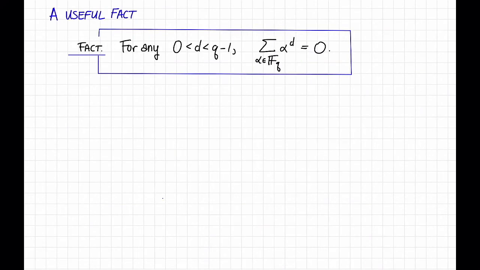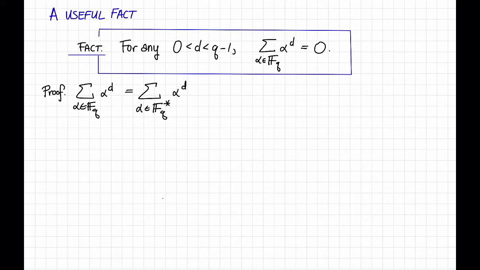Here's a useful fact about finite fields. For any d greater than 0 and less than q minus 1, the sum over all alpha in a finite field F_q of alpha to the d is equal to 0. Here's a proof of this fact. The sum over all alpha in F_q of alpha to the d is also the sum over all alpha in F_q star of alpha to the d, because we're just leaving out 0 and that would only contribute 0 to the sum.